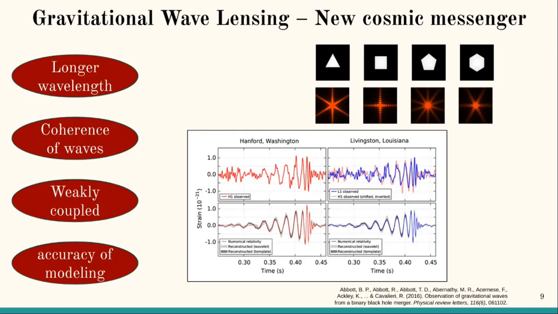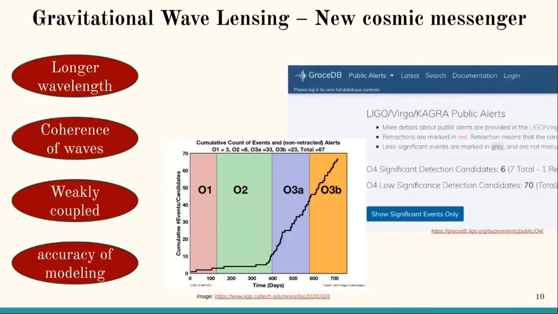And adding on to this, we have also seen that there's an increase in the number of detections with new observing runs. So O4 began in May, and we already have 6 detections. So it's just a matter of time when we would detect the next lensed gravitational wave signal.